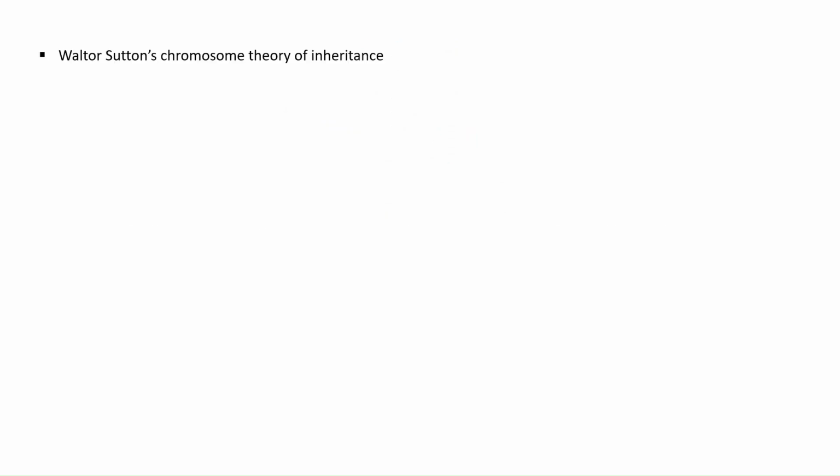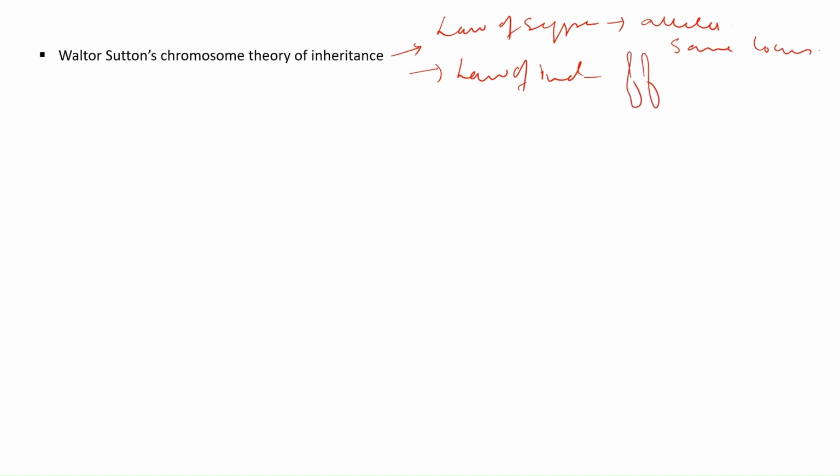Today in this video we are going to study the physical basis of recombination. We already learned about Walter Sutton's chromosomal theory of inheritance. What is this chromosomal theory of inheritance? According to him, the law of segregation is the separation of alleles present on the same locus of homologous chromosomes during gamete formation. And according to the chromosomal theory of inheritance, the law of independent assortment is that one pair of homologous chromosomes assorts independently compared to another pair of homologous chromosomes.